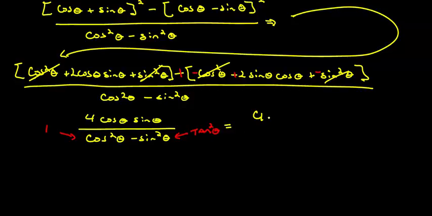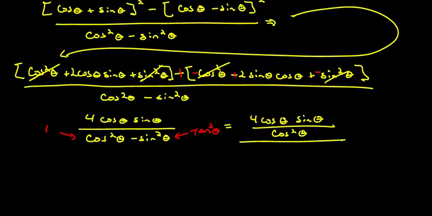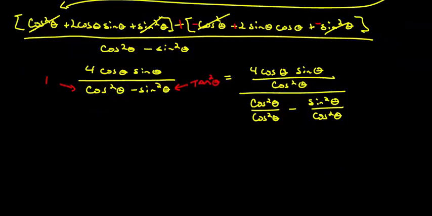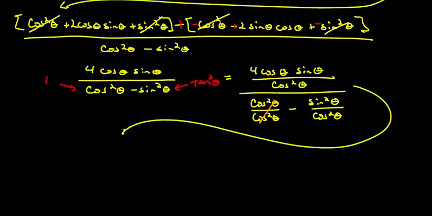It's going to be 4 cosine theta sine theta over cosine squared theta. And then this is going to be cosine squared theta over cosine squared theta minus sine squared theta over cosine squared theta. So these guys right here are going to cancel out to be 1, which is what we had talked about before.